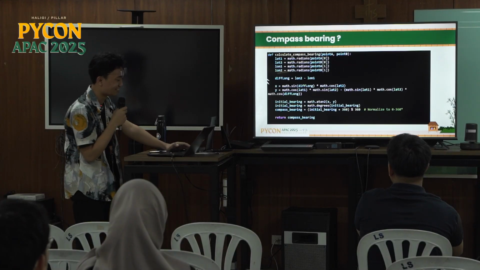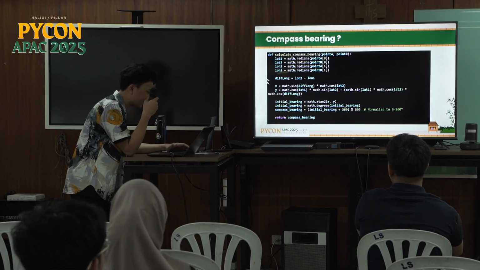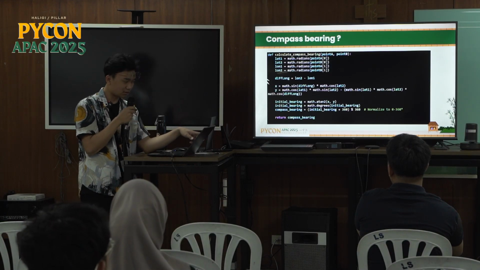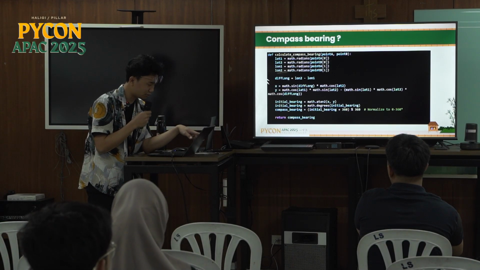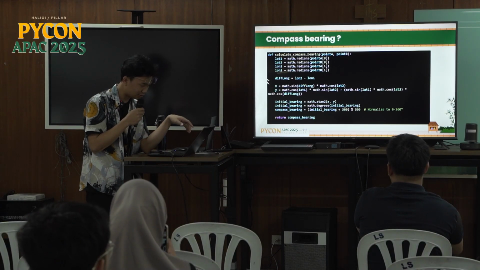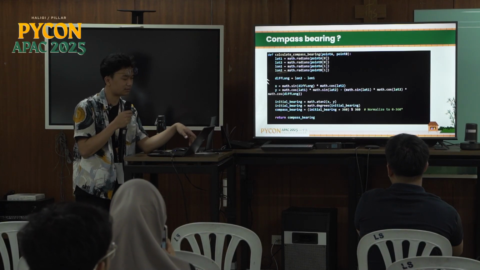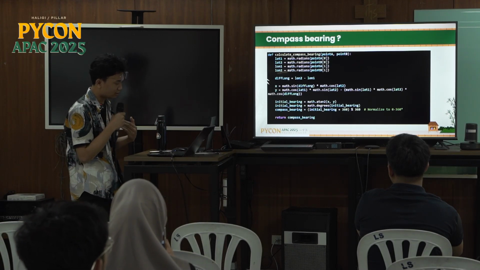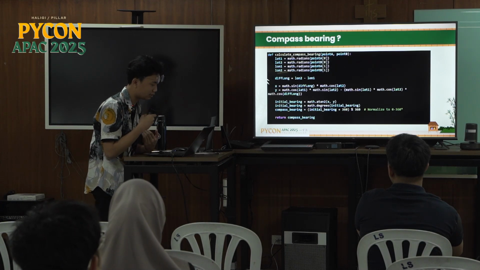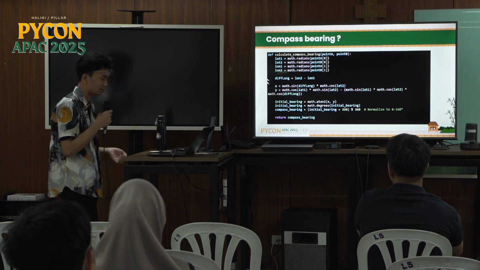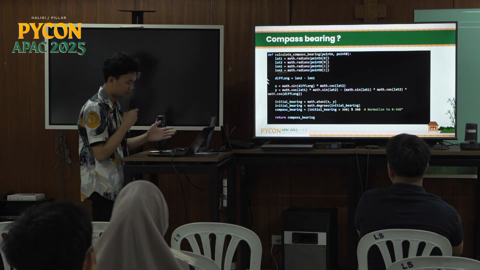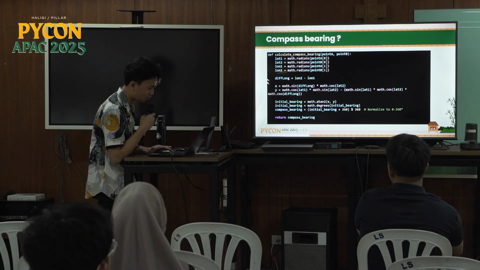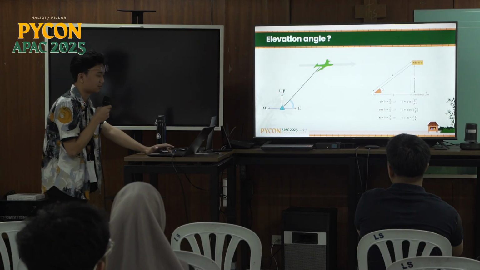And this is the code for the compass bearing. We take the latitude: latitude 1 is our POV, latitude 2 is for the airplane, the longitude 1 is our POV, the camera, and the longitude 2 is the plane. You can see the code right here, just for the compass bearing.